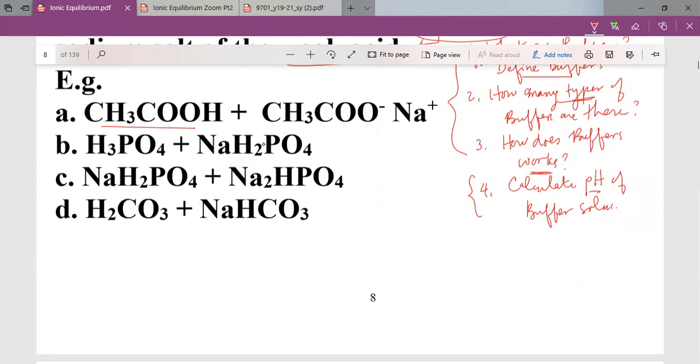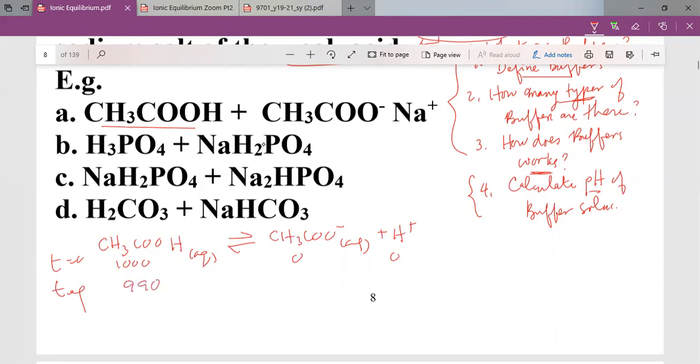So remember this fellow here. You put the equation, they will ask for the equation. Of course it's reversible, because it's partially ionized: CH3COOH equilibrium CH3COO minus plus H plus. If at time equals 0 I've got 1,000 molecules here and 0, 0 here, then at equilibrium only about 10 of these will dissociate. So 990 remain, and here's 10 and here's 10.